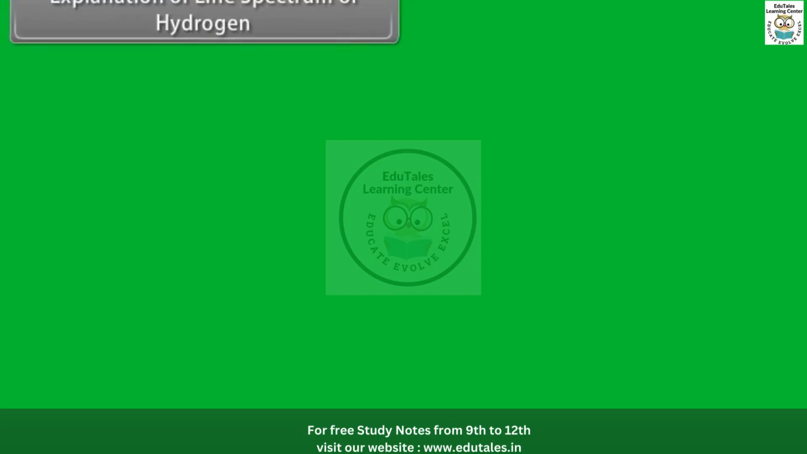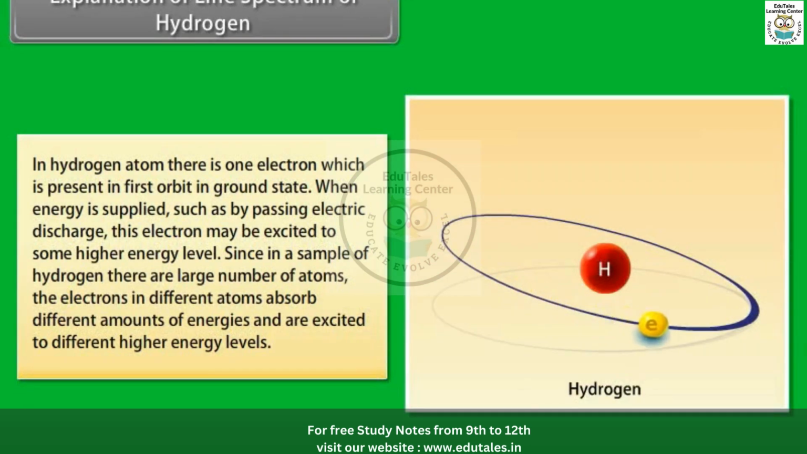Explanation of line spectrum of hydrogen. In hydrogen atom, there is one electron which is present in first orbit in ground state. When energy is supplied, such as by passing electric discharge, this electron may be excited to some higher energy level. Since in a sample of hydrogen there are large number of atoms, the electrons in different atoms absorb different amounts of energies and are excited to different high energy levels.